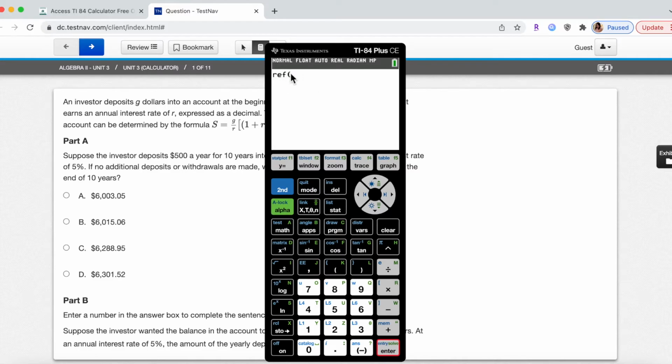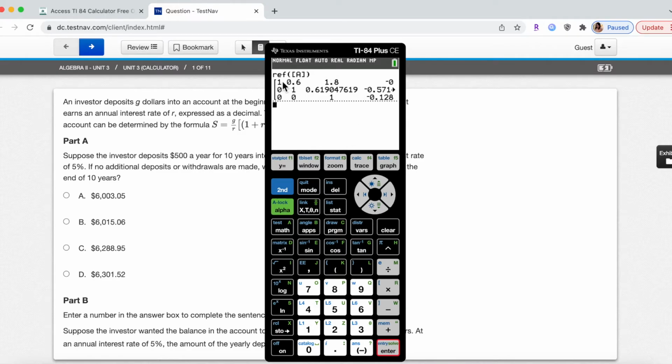Now, I want to tell it which matrix to work on. So I'm going to go back to matrix, second matrix, and under the names, I will choose the matrix that I used to save my matrix in. Remember, I saved that in A, so I'm going to choose A, enter, and then close the parentheses and hit enter again.